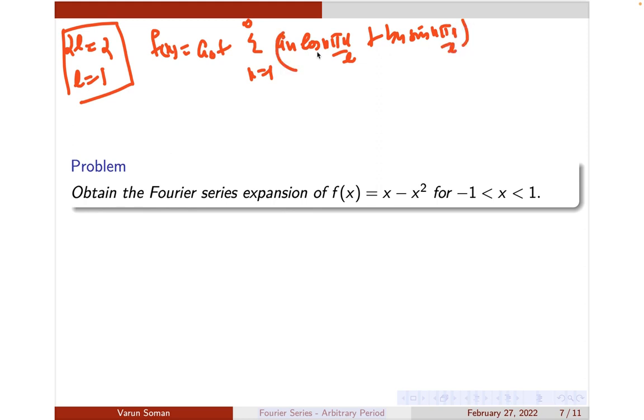Now since this is the function x minus x square, you can use the properties of odd or even functions also if you want to simplify it. Okay, so what's the value of a naught?